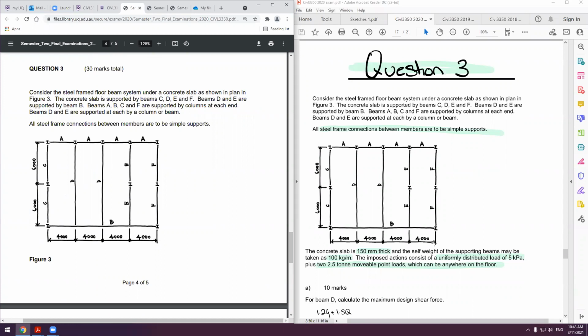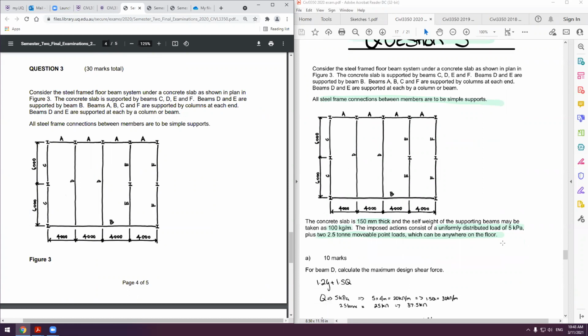We have a 150 mm thick slab, which is supported by these steel members. We have a 5 kPa imposed load, so that's our live load, and two 2.5 ton movable point loads. It's going to occur anywhere on the floor.